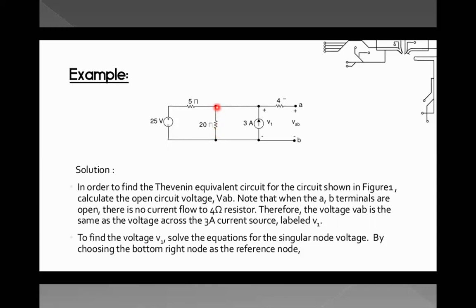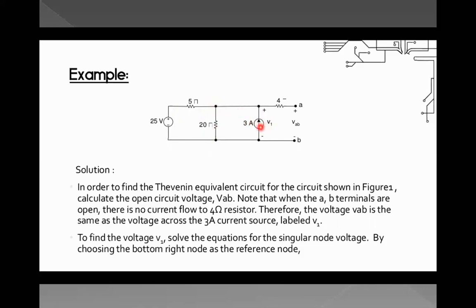R2 plus, what is that? Already, as we said, the node voltage we need not assign if the value is given. So plus, what is that? 3. So the expression comes like (V1 minus 25) by 5 plus V1 by 20 minus, what is the current value? Minus 3 should be equal to 0.